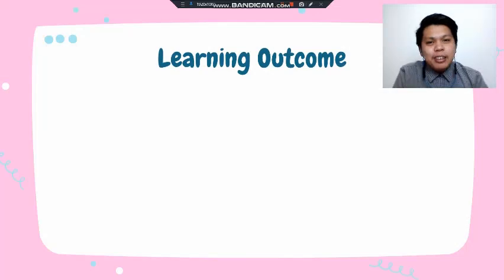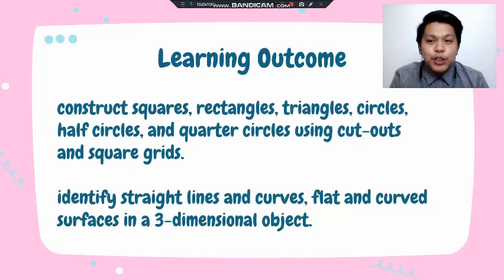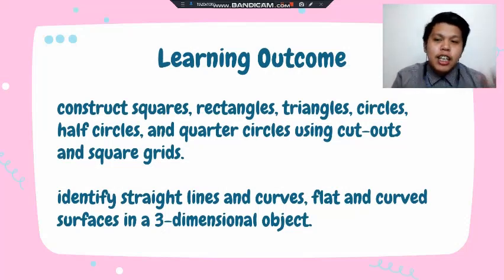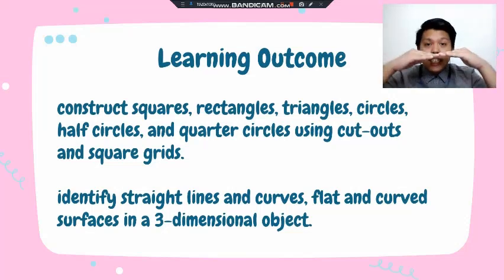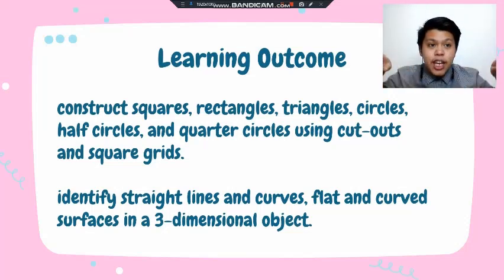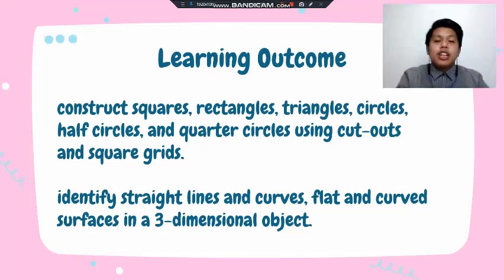Our learning outcome for today is for you to construct squares, rectangles, triangles, circles, half circles, and quarter circles using cutouts and square grids, and to identify what are straight lines, curvy lines, flat surface, and curved surface in three-dimensional objects. So shall we start?